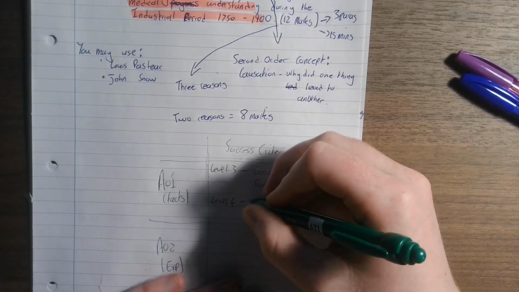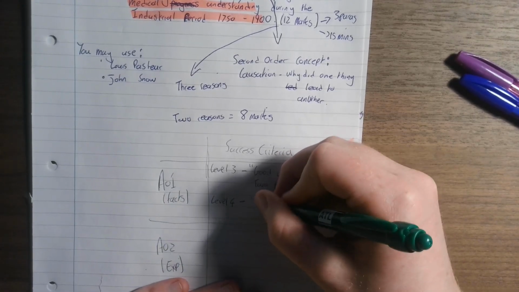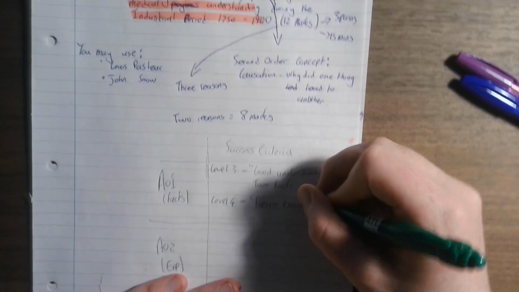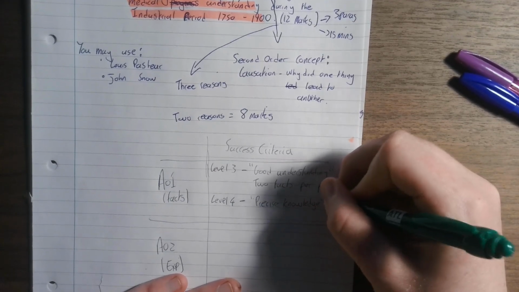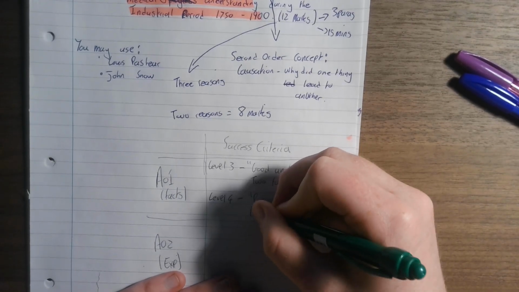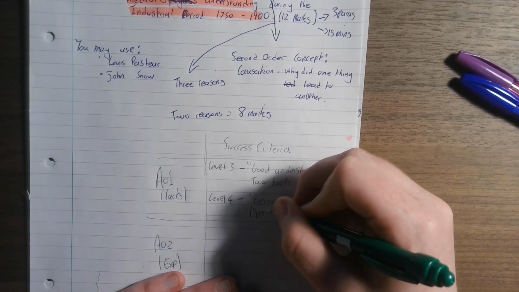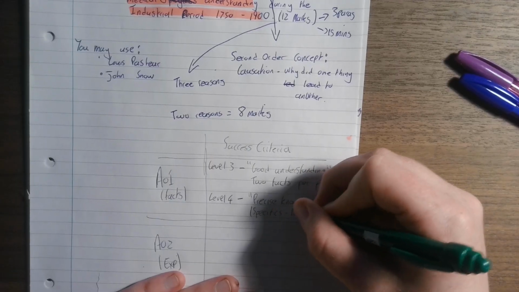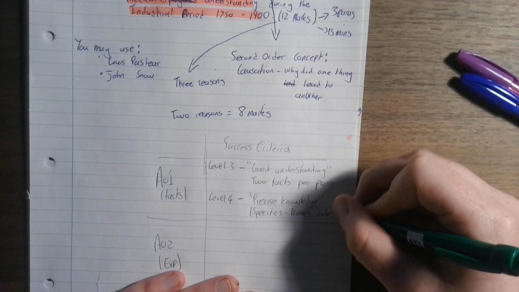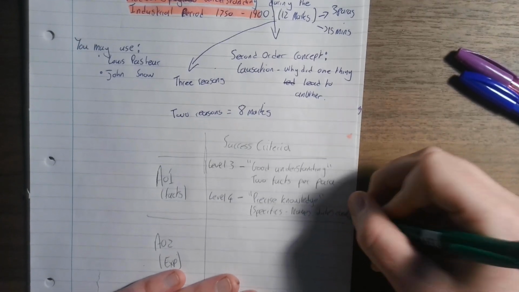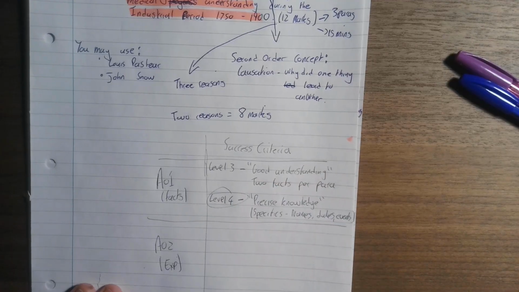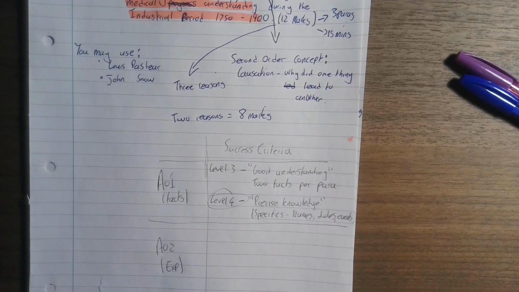For level 4, it uses the phrase precise knowledge. That, I class, as specifics: names, dates, events, etc. Put a comma in there. Okay, and obviously that's what we're all going for, and specifically today, that's what I'm going to go for.